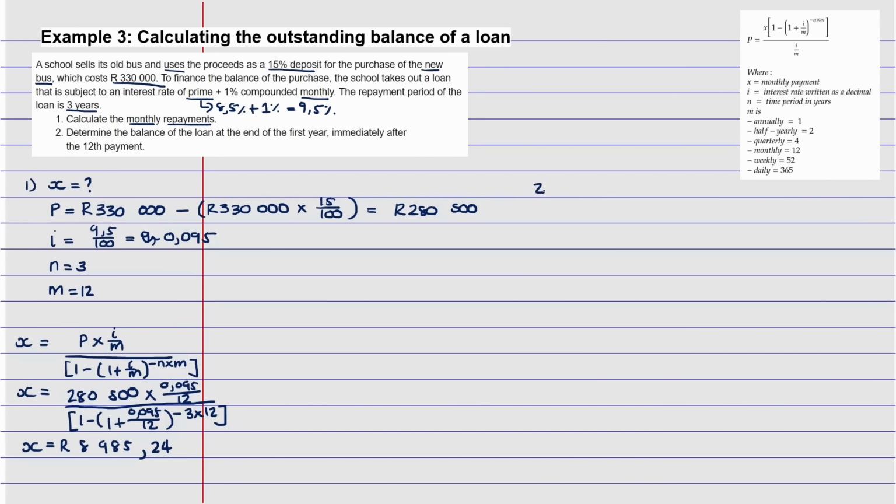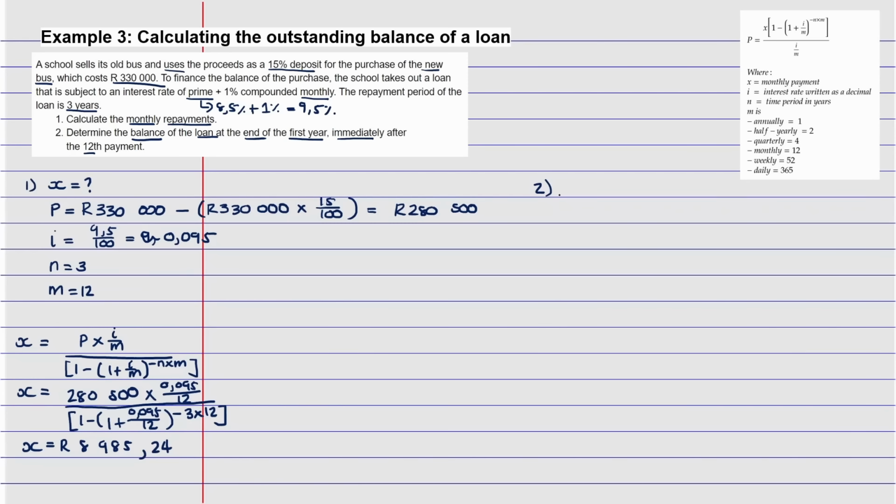Then number 2, it says determine the balance, meaning the outstanding balance of the loan at the end of the first year. So remember the fact that the loan is a 3-year loan, but maybe you want to know how much is remaining for you to complete the loan, the outstanding balance maybe after a year. So that's what they're asking, right? Immediately after the 12th payment. So now we want to know how much is remaining for the next 2 years after the loan is repaid for only one year, right? So I hope that makes sense.